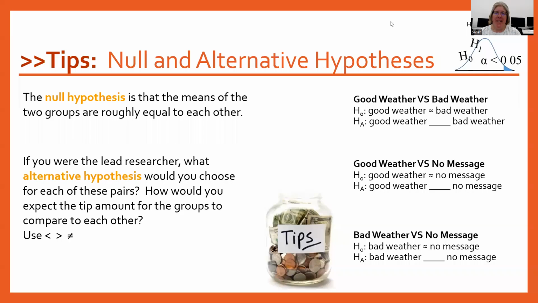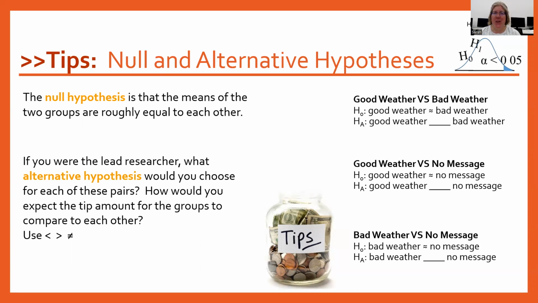In the receipt message and tip amount experiment, we had 3 separate groups: the good weather message, the bad weather message, and then no message. So if we look at every possible way that we can pair these groups up, we'll get 3 pairings: good weather versus bad weather, good weather versus no message, and then bad weather versus no message. So we have 3 possible scenarios to look at, and what we're going to do is apply the 2-sample t-test to each of these scenarios.